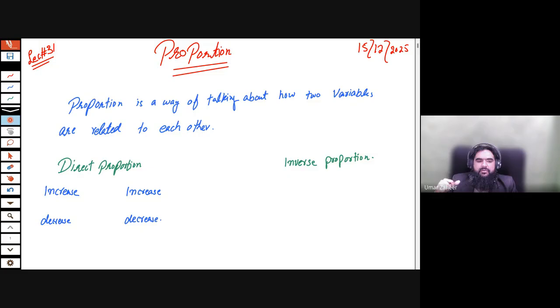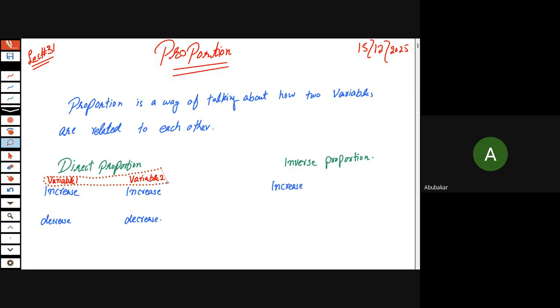On the other hand, if we talk about inverse proportion, for example, if you have one quantity and you increase it, the second quantity will decrease. Let me just mention here variable one, variable two.